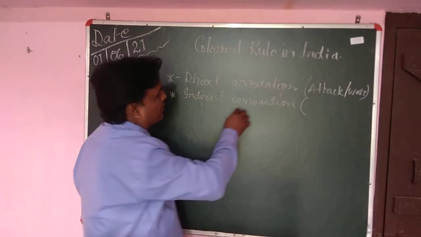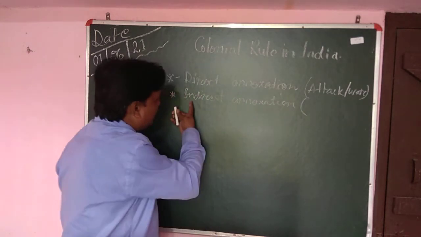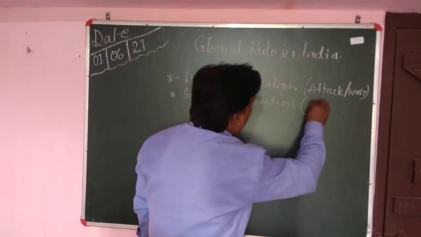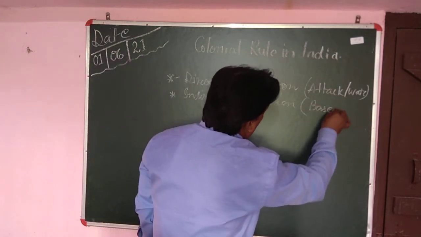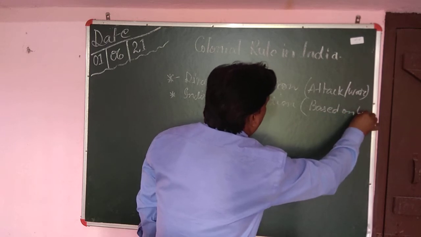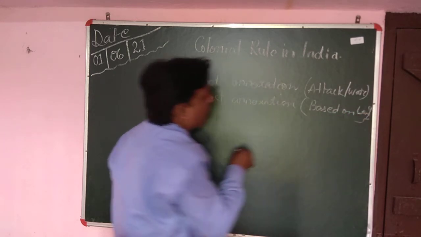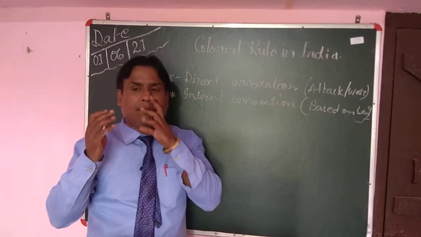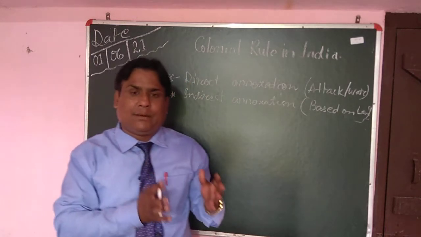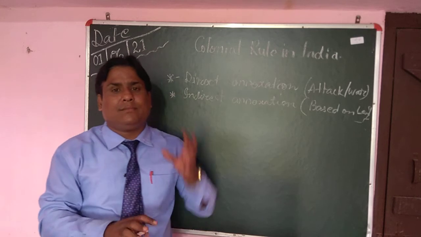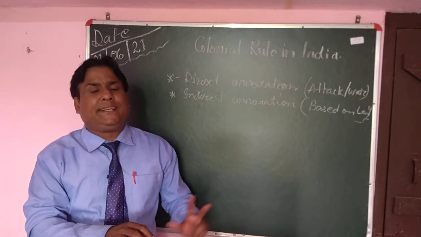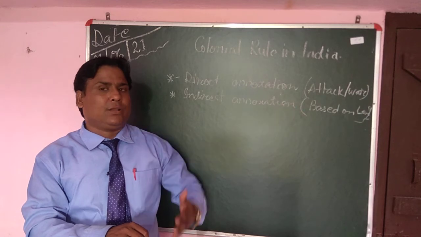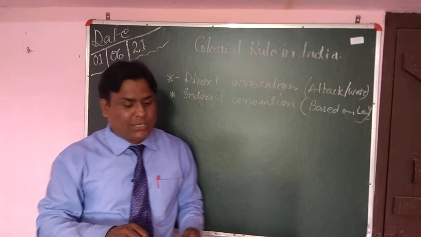So this method was based on laws. According to direct annexation, the British Army attacked a particular area or kingdom. They won it. They defeated that Nawab or the king, and they just included that territory into their own territory.